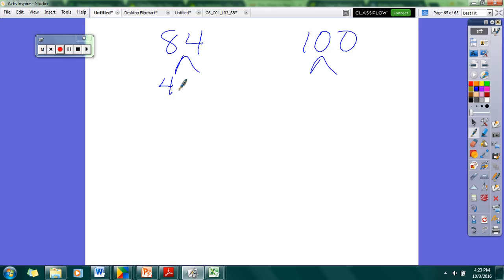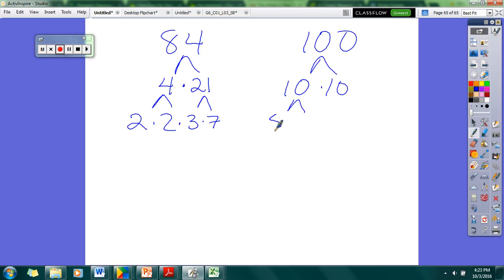So 4 goes into 84 21 times. 4 is not prime, so 2 times 2. Neither is 21, so that's going to be 3 times 7. 100 is going to be 10 times 10. I'm going to break that down to 5 times 2 times 5 times 2.